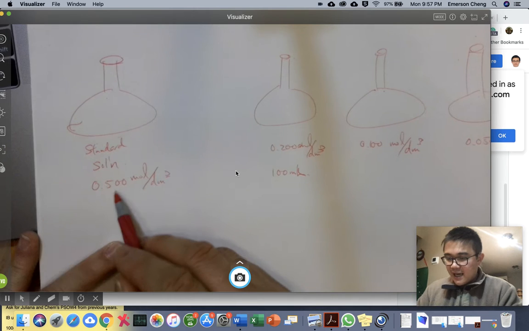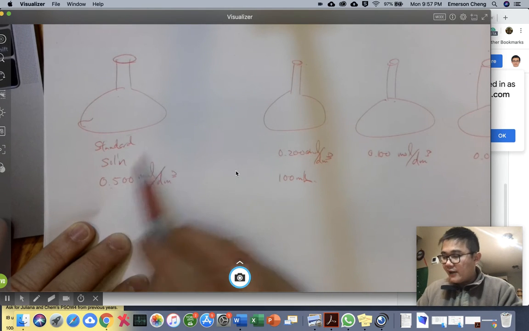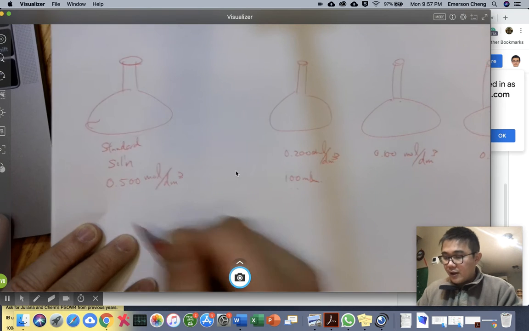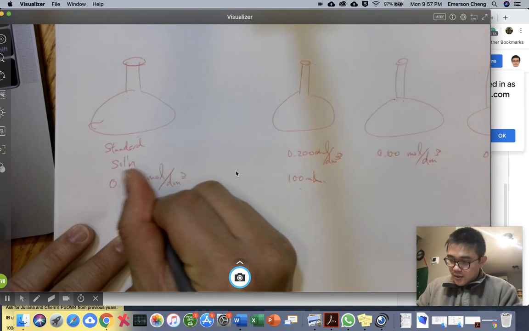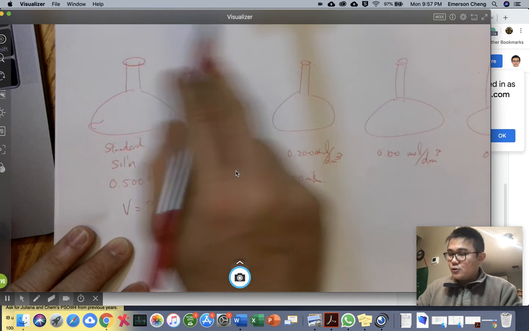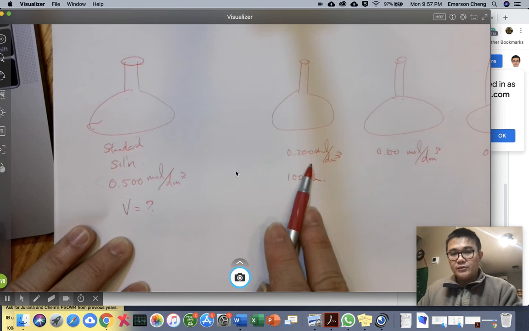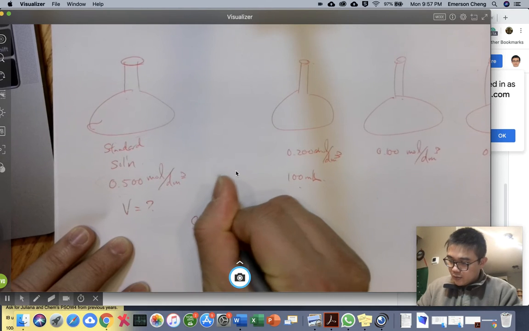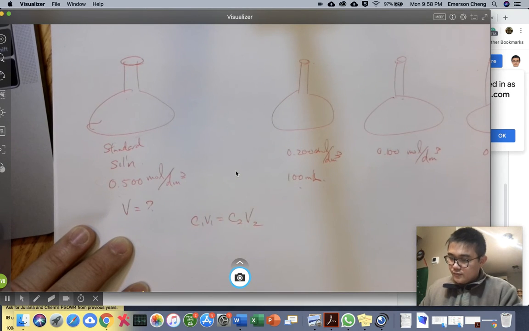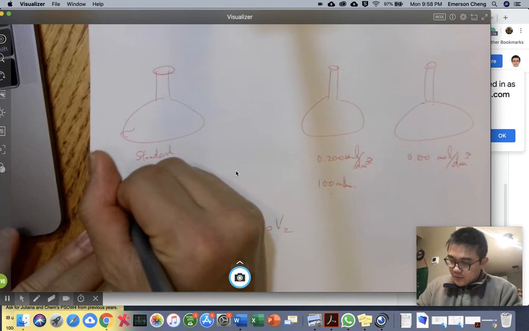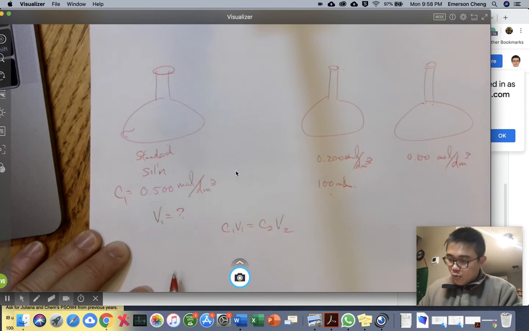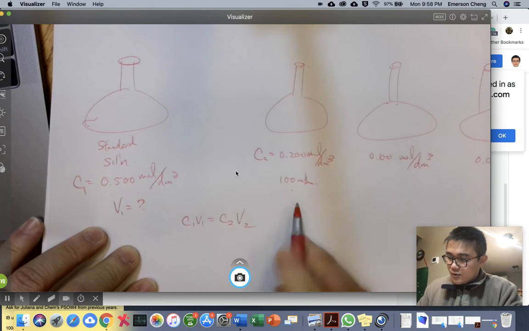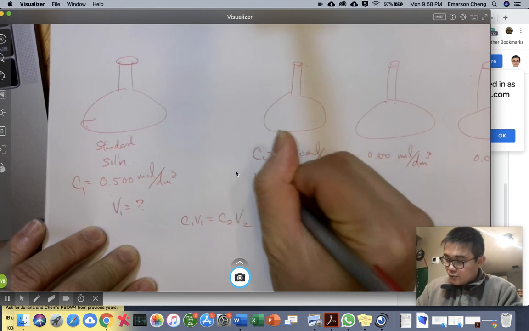Now you want to take some of this standard solution of 0.5 and make 100 mils of this. So you want to figure out how much you're going to be using. How much are you going to use to make 100 mils of 0.2? For this part, you just do C1V1 equals C2V2. This is your C1, your V1, how much you should be using, your new concentration C2 here, and V2, which is here.